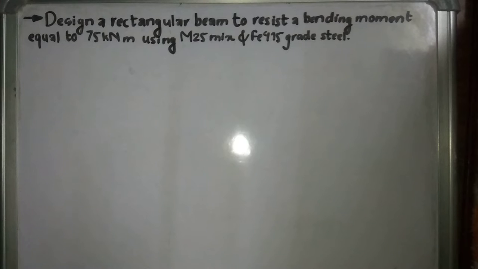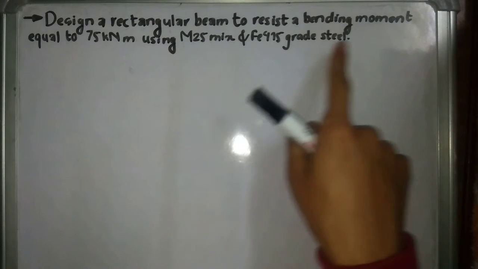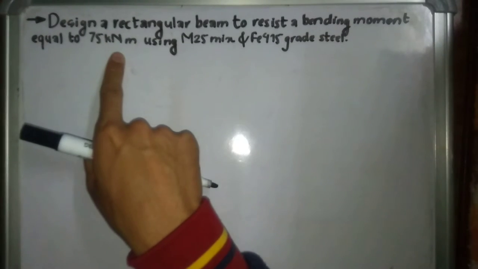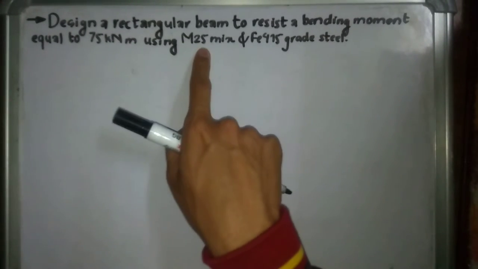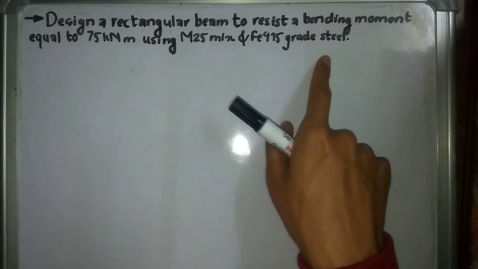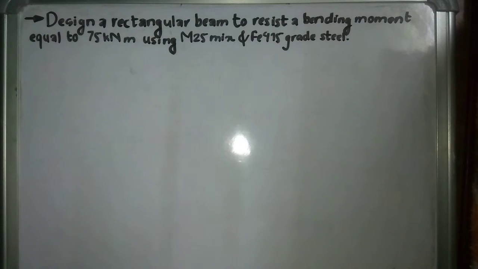So right now, we're going to design a rectangular beam which has to resist a bending moment equal to 75 kN-m while using M25 mix and Fe415 grade steel. Before beginning this question, what we basically need for completion of this question is our code. So right now we're going to follow our Indian Standard code.